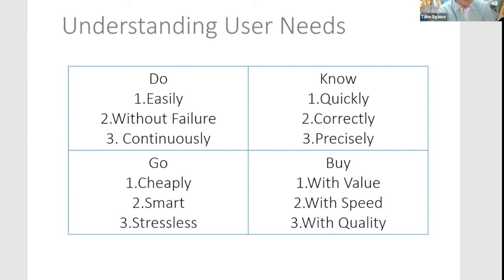Now Go. If someone wants to go somewhere, like on a holiday, or they want to go to Narita airport, people want to go there cheaply, economics-wise, and they want to take the smart route. Maybe there might be a coupon which they may be able to use, or if they go in a certain time frame, it might be slightly cheaper. Or they want to go to that place in a stress-free way. They don't want to go through a crowded place. They don't want to get lost in Shinjuku station, etc. So that's the type of information which you need to send to the users.